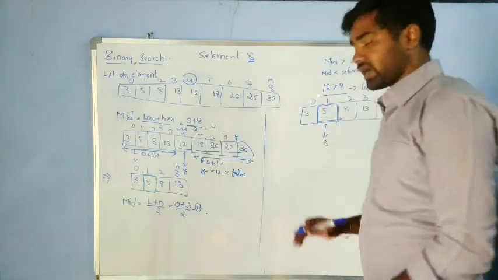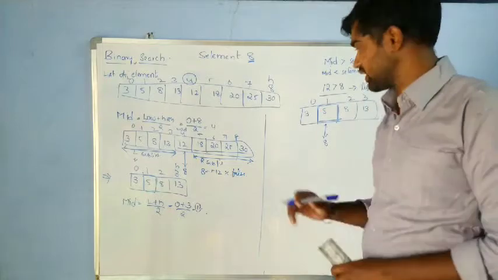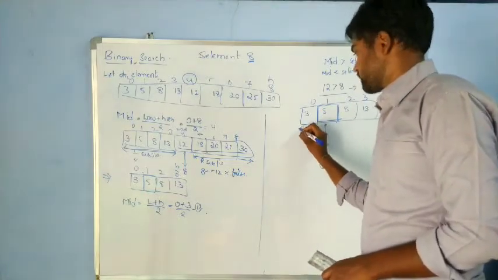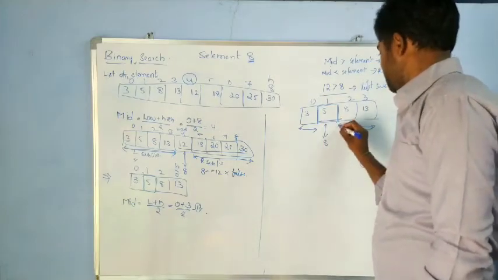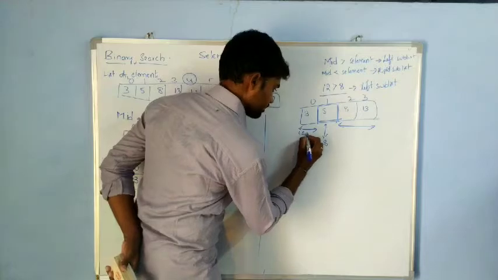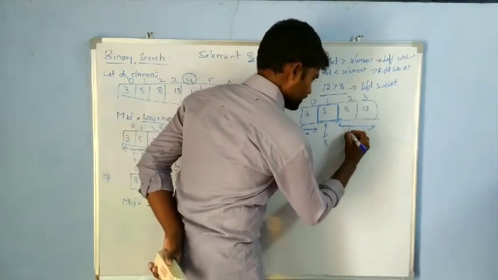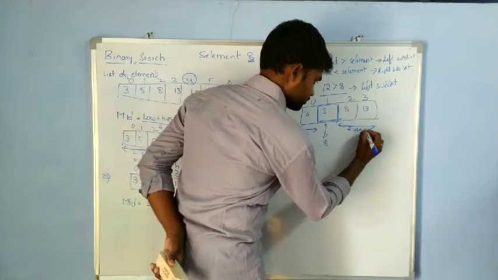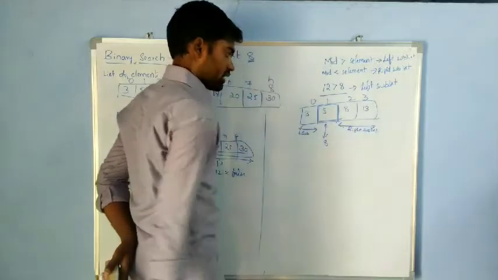Again, as I already said, when we calculate the mid, the list is divided into two parts. One is the left sublist, another one is the right sublist. Here again, what will happen? The first element will act as the left sublist. The remaining elements, 8 and 13, will act as the right sublist.